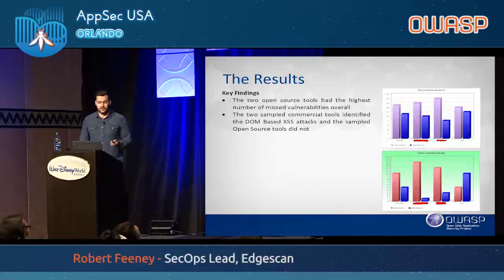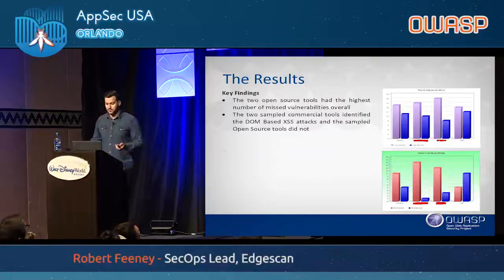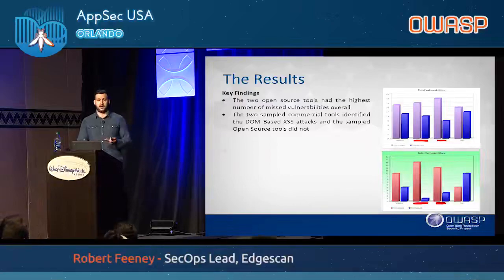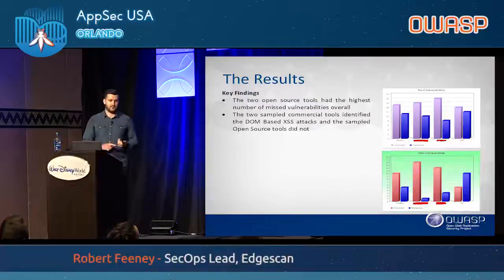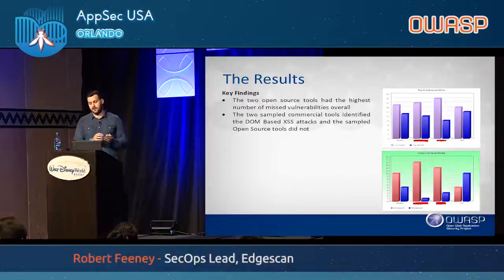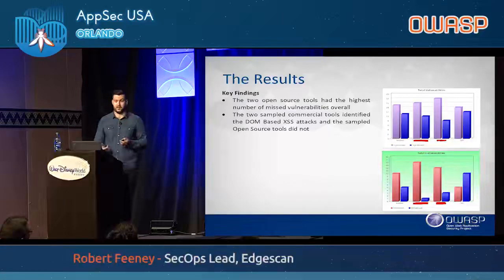So I guess the key findings of this study were that the 2 open source tools had the highest number of missed vulnerabilities overall, and the 2 open source tools also missed the DOM-based cross-site scripting issues. Now, that's not too surprising, given the fact that commercial tools are highly profitable, simply because they have the ability and the money and the time and the resources to develop those different areas, and open source tools simply need more contributors and more people helping them and making them better.